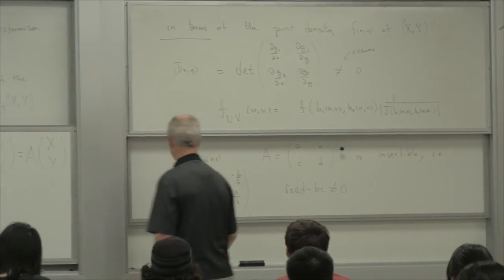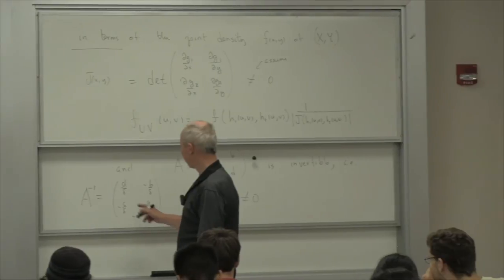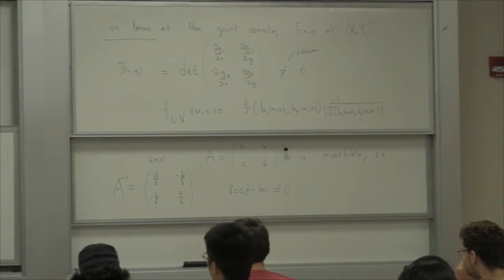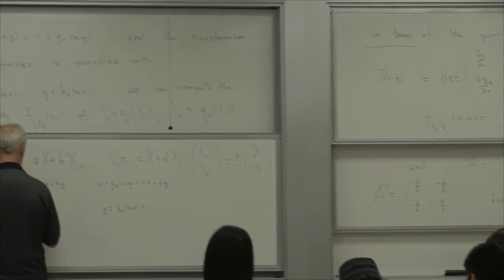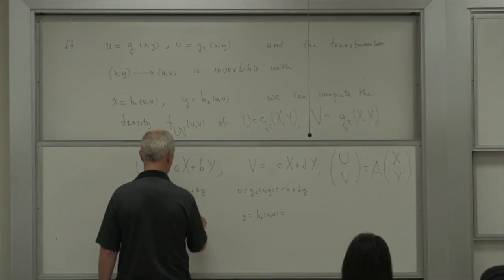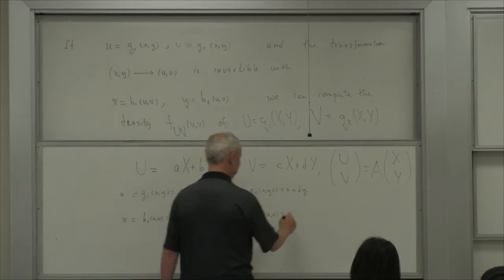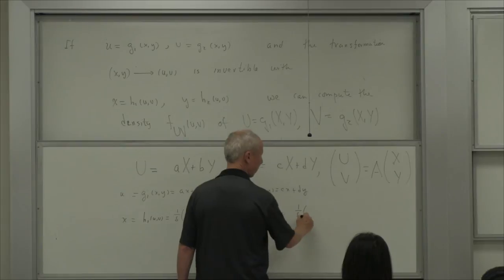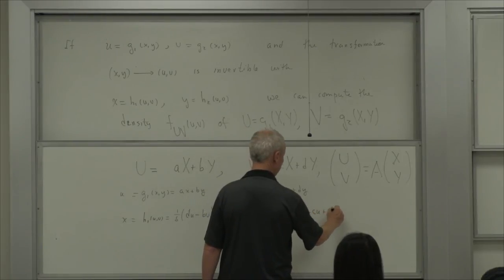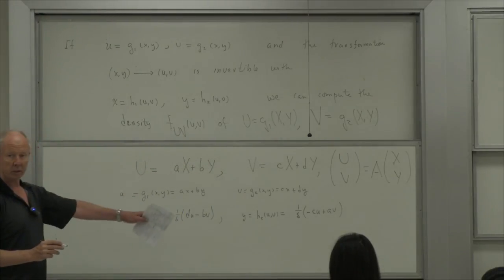So we just apply A inverse to uv to get x and y back again. So we get d over delta u minus b over delta v. Here we get that. Any question on this?